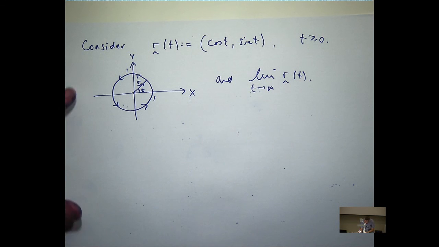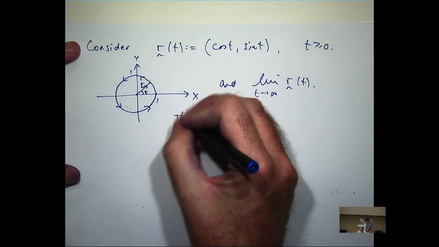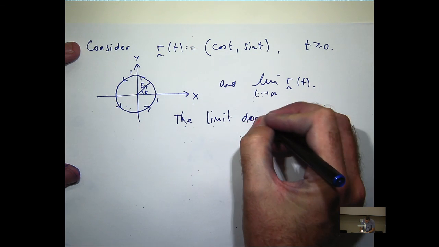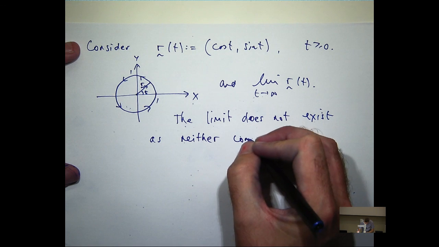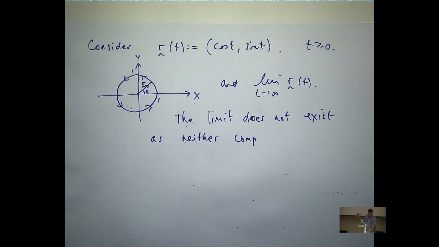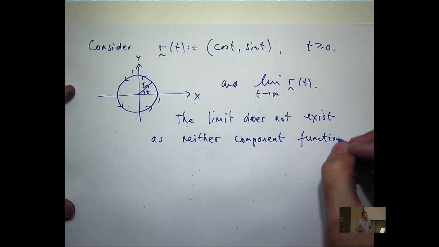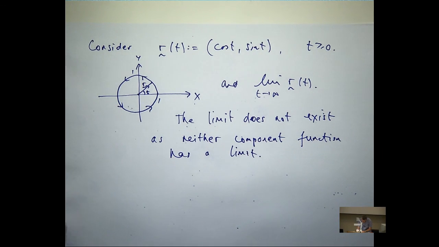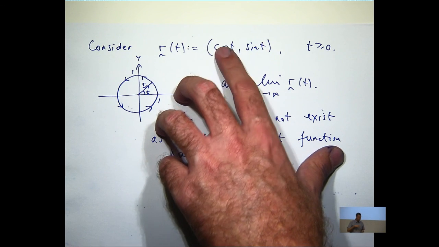Another way of doing this is to look at the curve. The curve is not approaching one single point as time goes on. It's just repeating itself, like a sine curve or a cosine curve. You only need one of these component functions' limits not to exist for the whole limit not to exist. So you don't need both of them. Let's say this was a cosine t and this was a 1. The limit still wouldn't exist because the limit of that doesn't exist.